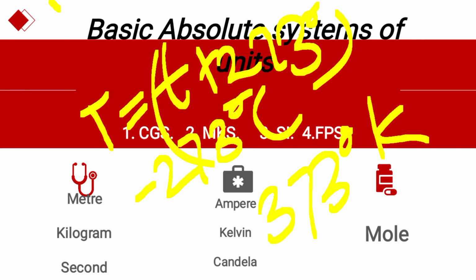Okay, candela. So let's see the candela. Candela is the unit of measurement of luminous intensity or illuminating power of a source of light. And here, last but not the least, mole. It is the unit of amount of substance. It is more used in the chemistry. Okay, so let's see our next topic.